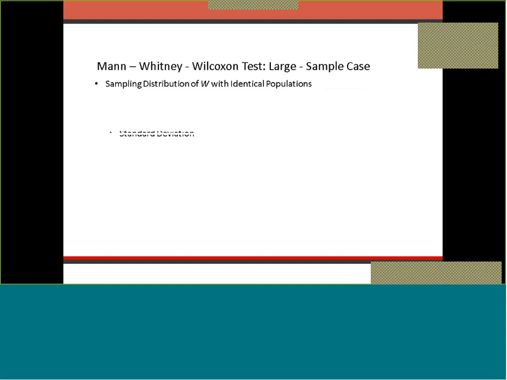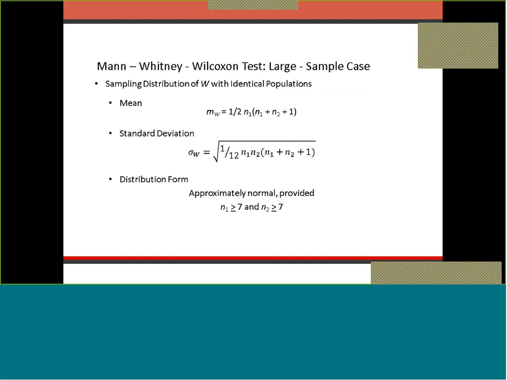Now, what is the mean value of the W statistic? It is N1 times (N1 plus N2 plus 1) divided by 2. Anyhow, it is an open book, so there is no worry about remembering this formula. And the standard deviation is the square root of N1 N2 times (N1 plus N2 plus 1) divided by 12. Here I am talking about N1 greater than or equal to 7 and N2 greater than or equal to 7. I can treat it as a large sample in this case. In such a case, your W follows a normal distribution.